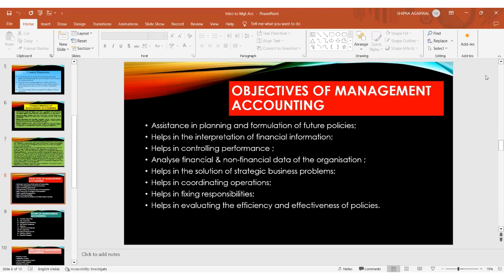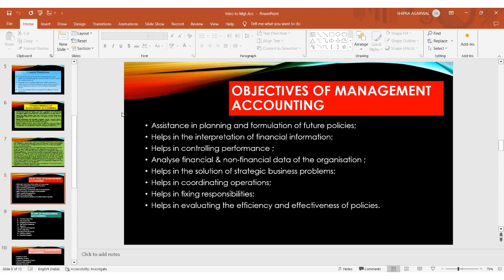Then it also helps in controlling the performance. See, once I give you the target, okay, this is to be achieved, and then I do not even care what is happening and what is not happening, then it is useless. So if you want to control the performance, because you know that you have a target in hand, you keep on measuring what you are doing, you keep on comparing it with the standards. So all these things will again be done under management accounting. So if you want to implement control in the organization, that means it is management accounting.